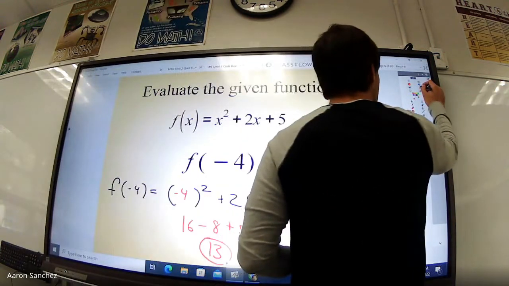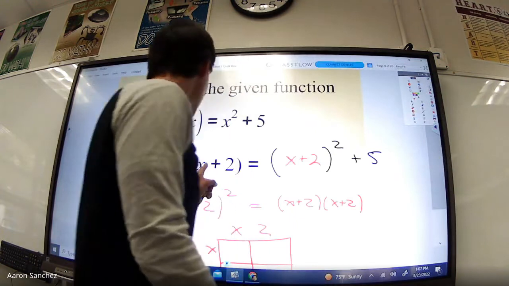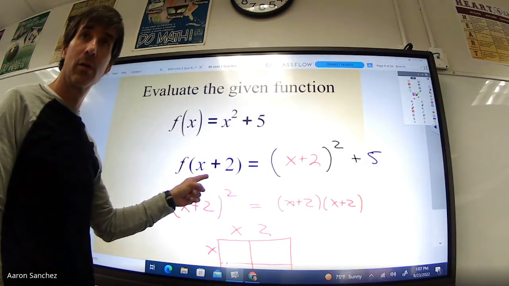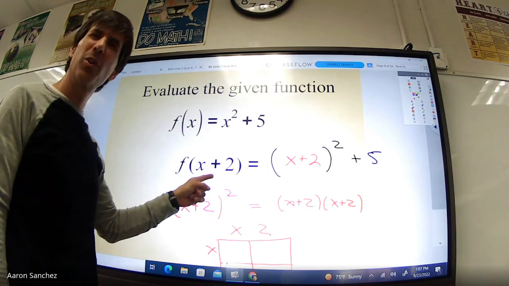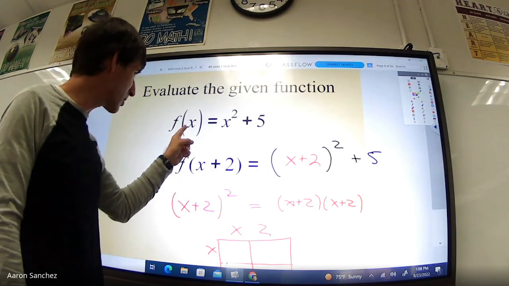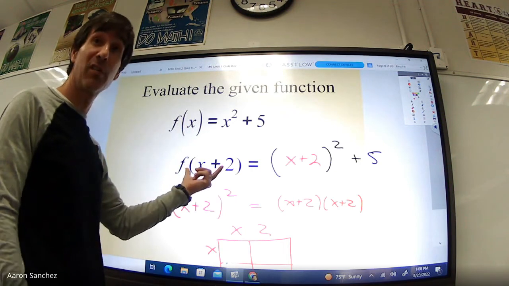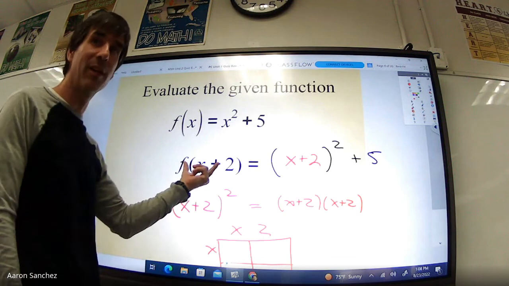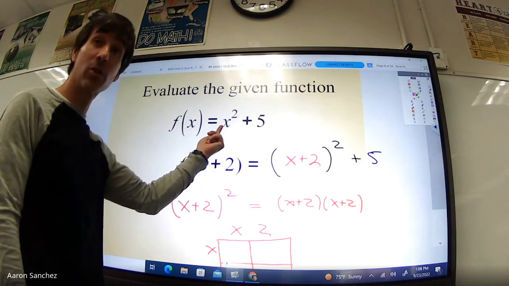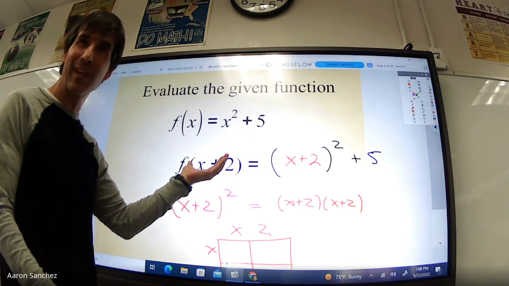But instead of -4, it seems weird. Instead of -4, I'm giving you an x plus 2. So it seems weird. However, all this is saying, this is an x, and I'm substituting something instead of -4. You can put in anything. I can put a giraffe in there. If I put f of giraffe, that'd be a picture of a giraffe squared plus 5. I don't know what that means, but that's all that's saying.